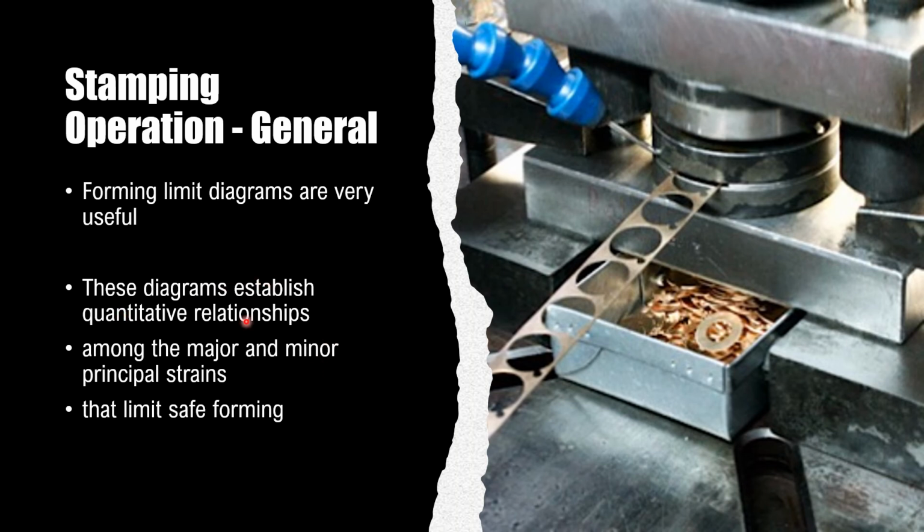What kind of relationships can we get from these diagrams? We can get the major and minor principal strains that limit safe forming, and this is very important information. By knowing their strain limit, we can control the forming process. Okay, I'm going to stop here for chapter 16, sheet metal forming processes and equipment.